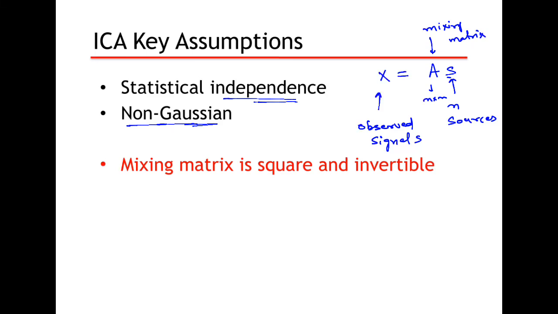But for simplicity of mathematical exposition, we also assume that the mixing matrix is square and invertible, but that is not really a restriction. As long as you have more observations, more signals than we are recording, than the number of sources, we are good. We can still do it. And there are some properties about the rank of the A matrix and things like that. But for this discussion, we'll just assume that it is square and invertible. Okay? Fine.